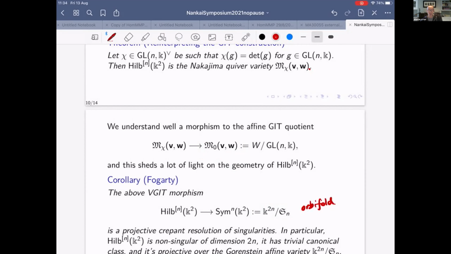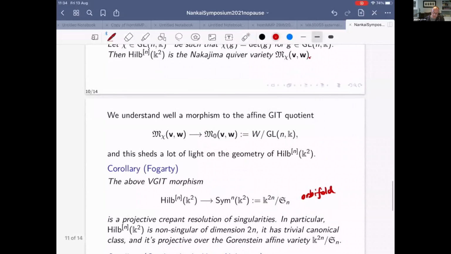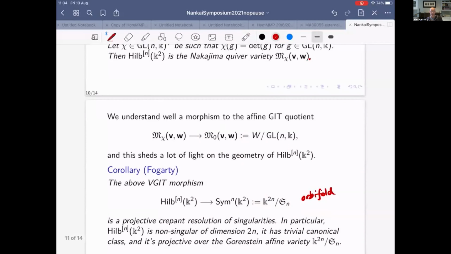And not only is there a morphism, but it's one that we can analyze easily using some understanding of Nakajima quiver varieties. So this morphism is a projective crepant resolution of singularities. And this means in particular, this guy is smooth, non-singular. It's got dimension 2n. Of course, it's clear that this space has dimension 2n, and it's got a trivial canonical class. So this is, if you like, a non-compact Calabi-Yau manifold of dimension 2n.